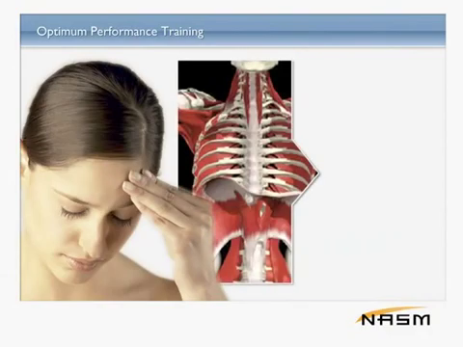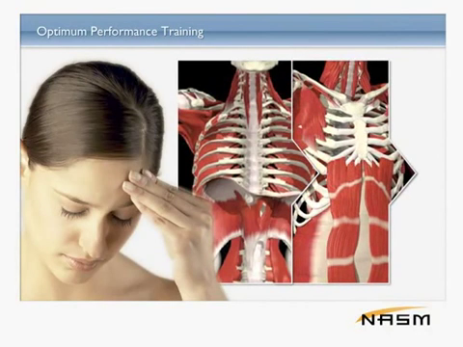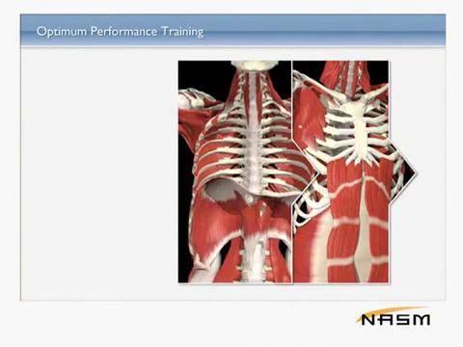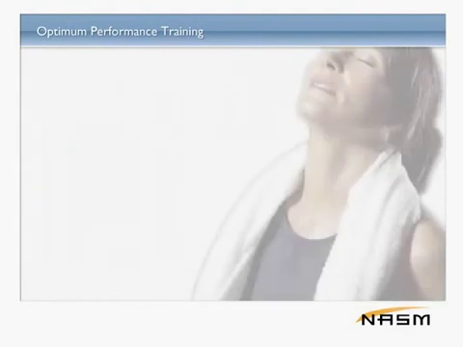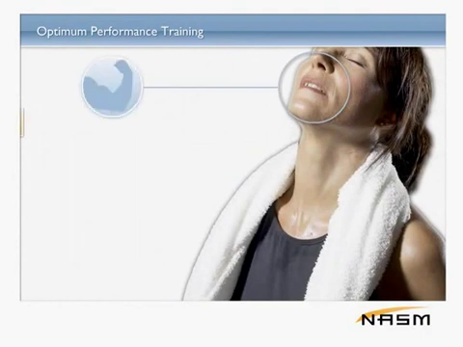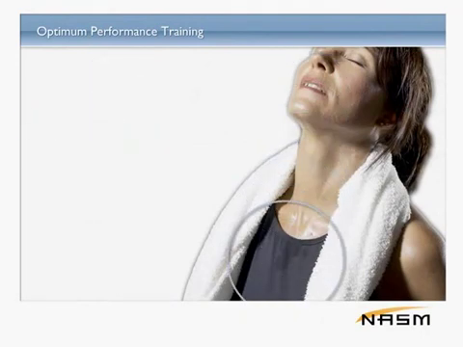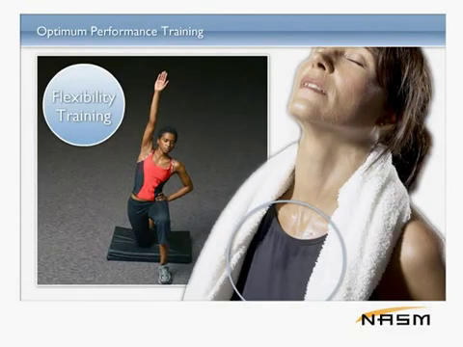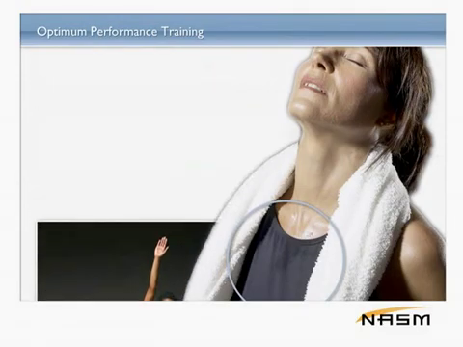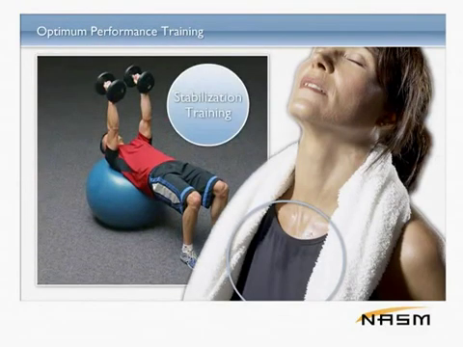Teaching your client to breathe diaphragmatically or through the stomach can be a way to help avoid these symptoms by using their primary respiratory muscles, such as the diaphragm and transverse abdominis. Assessing one's breathing pattern can also help determine potential muscle imbalances. If they exhibit chest breathing, it may mean they have overactive secondary respiratory muscles, which may need to be addressed through flexibility training, and underactive core stabilizers, which would be addressed through core stabilization training.